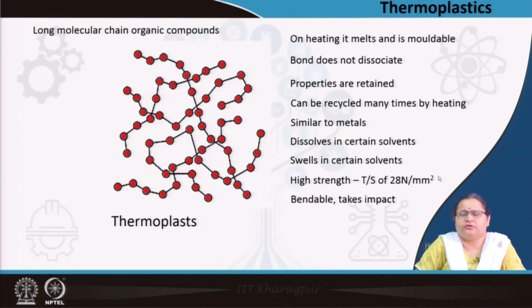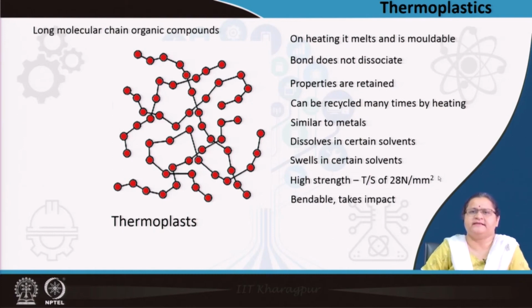Now, coming to the two types of plastics. As I have told you, these are organic materials, these are long molecular chains. They have high molecular weight. So, on heating, these molecular chains remain as they are.